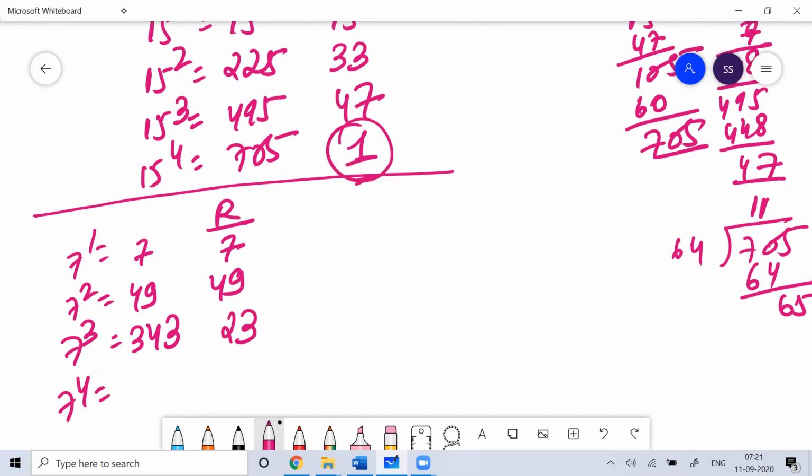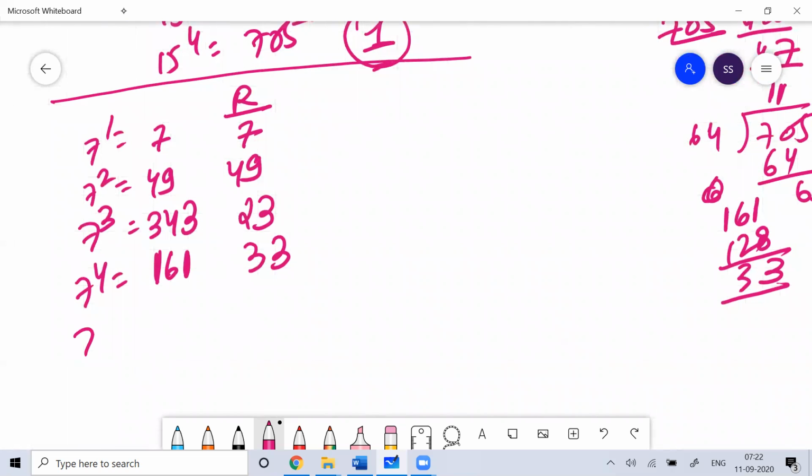That is 23 sevens, which is 161. So 161, if you divide by 64, 64 twos is 128, 64 threes is 192. So this is 2, and you get a remainder called 33.